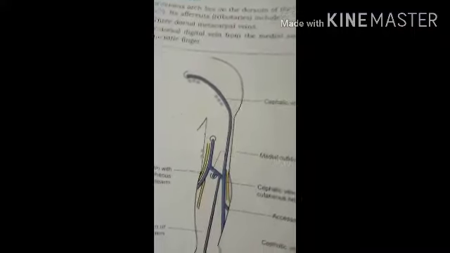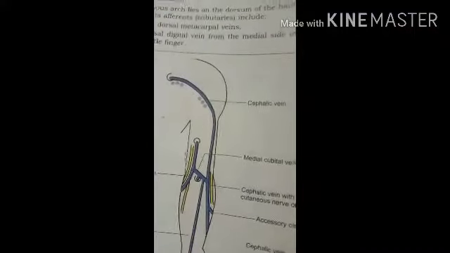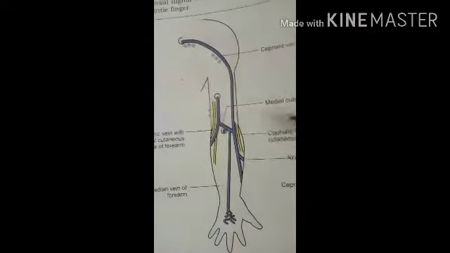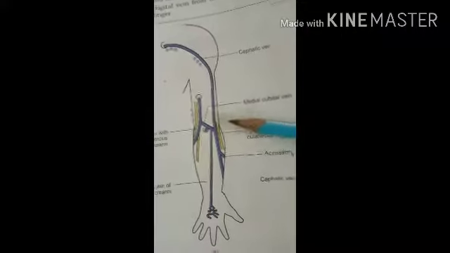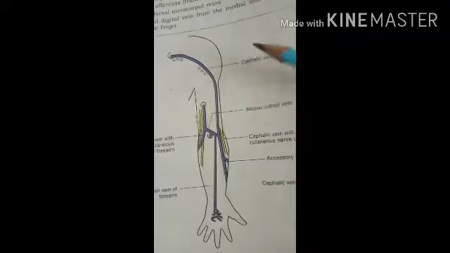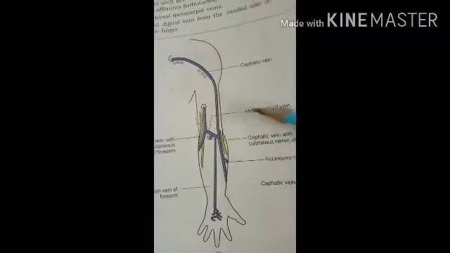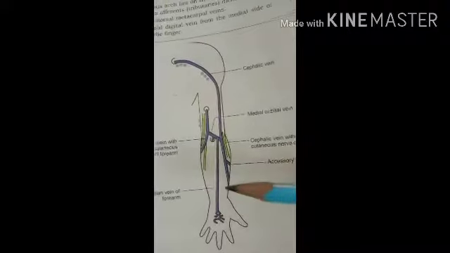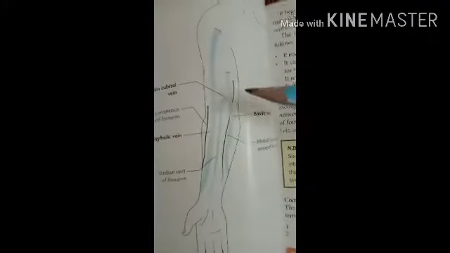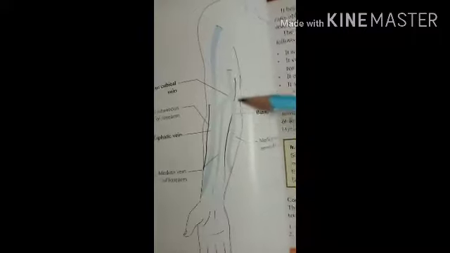After that we will see the basilic vein of the upper limb. Throughout its length, the cephalic vein receives deoxygenated blood from the superficial tissue on the lateral aspect of the hand, forearm and arm. Okay? After that we will see the basilic vein. Here in this diagram you can see the basilic vein.